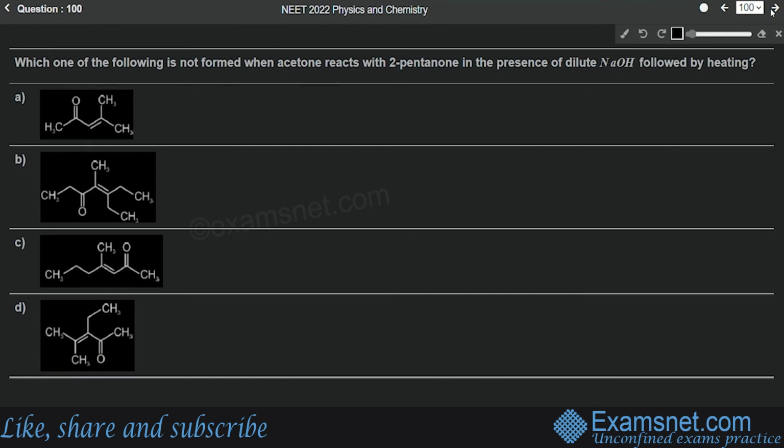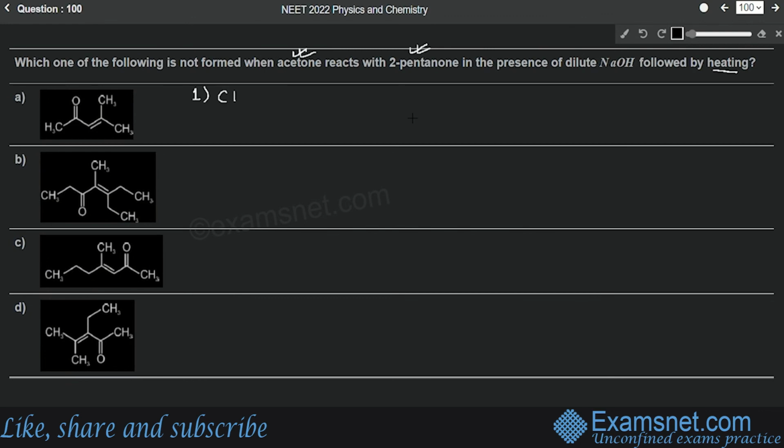And now the last question is from the chapter aldehydes, ketones and carboxylic acids. The question is, which one of the following is not formed when acetone reacts with 2-pentanone in the presence of dilute sodium hydroxide followed by heating? Okay. So here the reactants are acetone and 2-pentanone. Both contain an alpha hydrogen, so they will undergo aldol condensation reaction. And multiple products will be formed. So let's see what the products are.